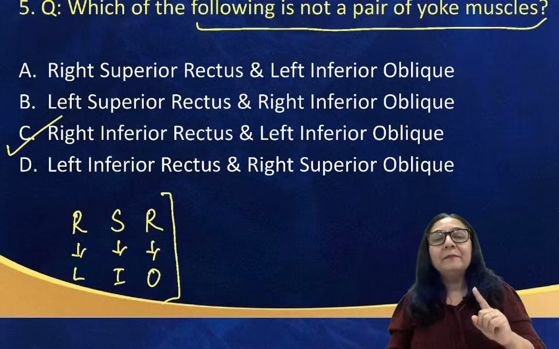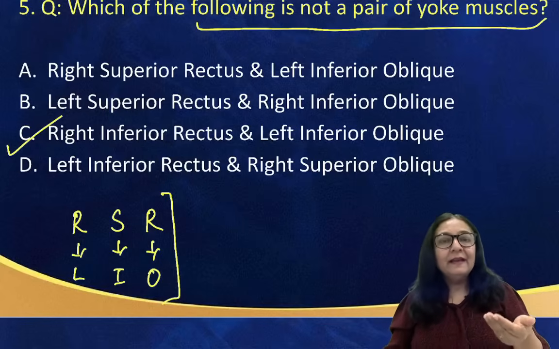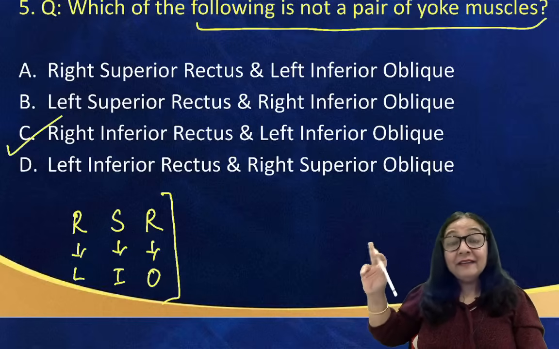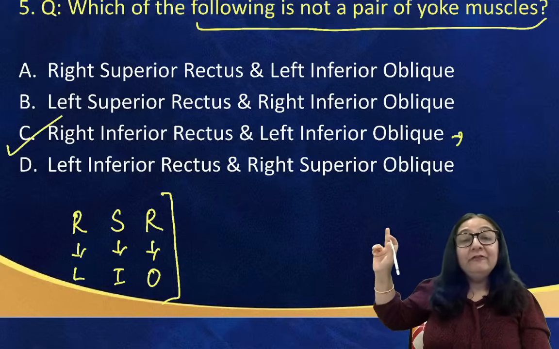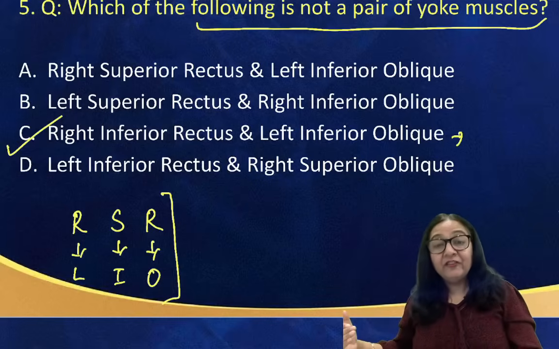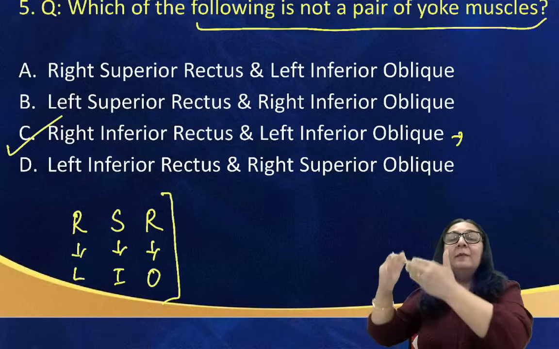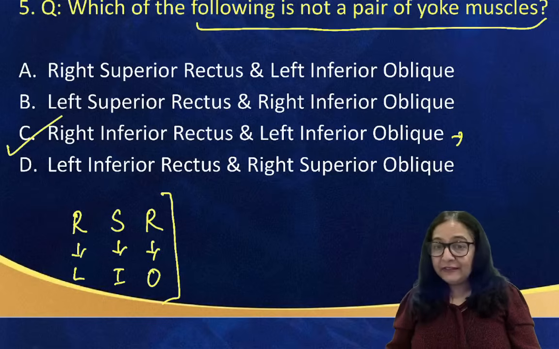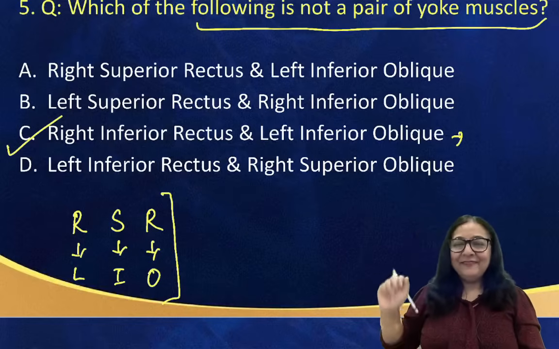So both of them, they are elevators. Similarly, left superior rectus, right inferior oblique. But right inferior rectus and left inferior oblique, here inferior rectus is a depressor, so it is taking the eye downwards. Inferior oblique is an elevator. So this is not the right choice here. ठीक है जी? Right? Yes, absolutely right. I'm very happy with all of you guys with this question.